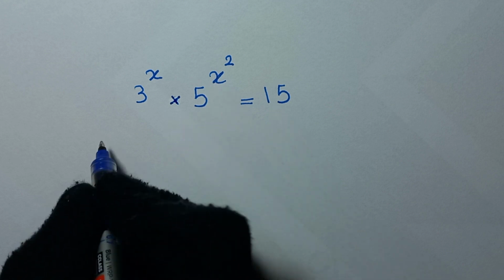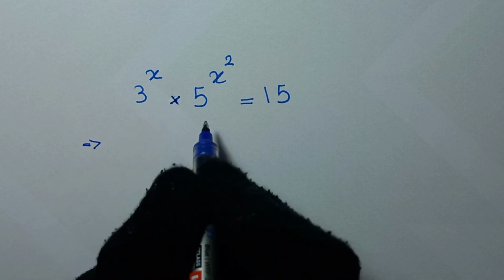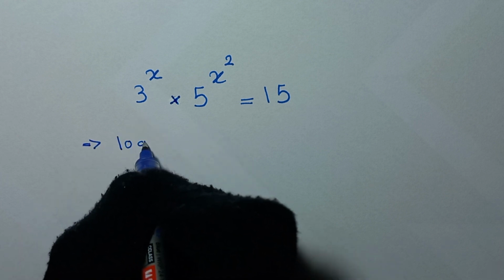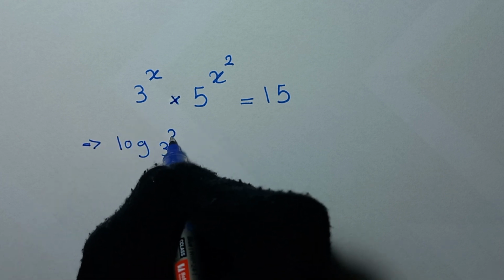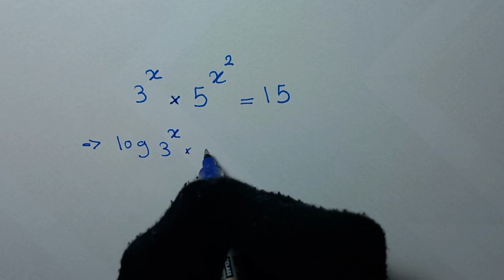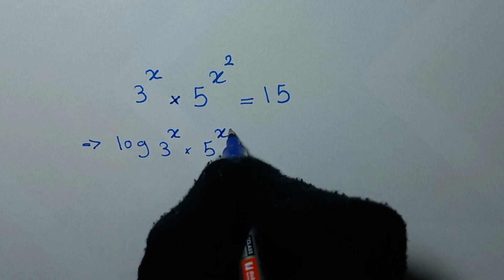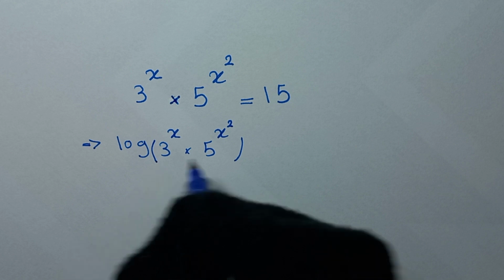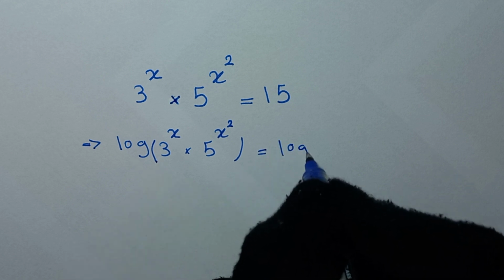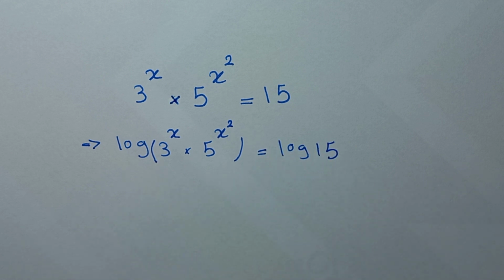Let's solve this math problem: 3 to the power of x times 5 to the power of x squared is equal to 15. Find the values of x. In the first step, we apply log to both sides of this equation, so it will be log of 3 to the power of x times 5 to the power of x squared is equal to log of 15.